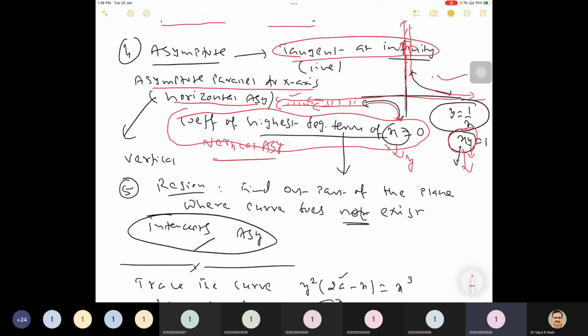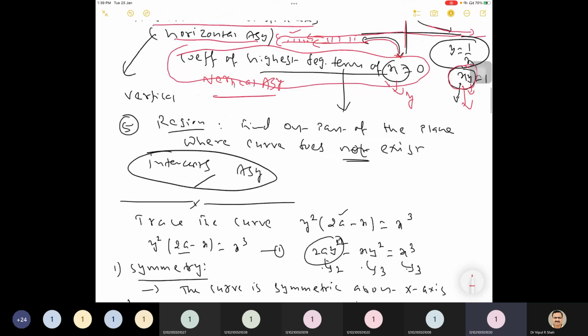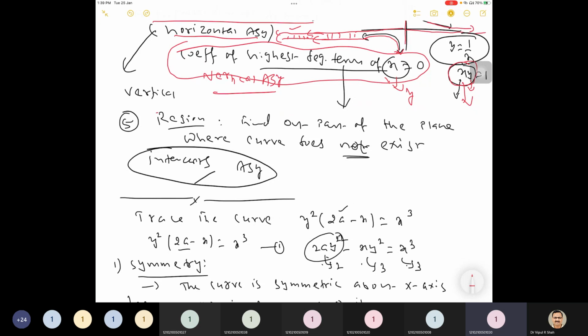So two types of asymptote we need to discuss, and this is the simple method. Now next part and last part, that is nothing but region. We have to find out region. Find out part of the plane where curve does not exist.